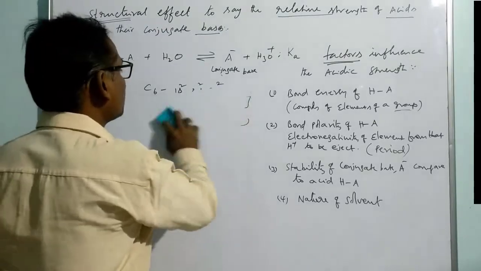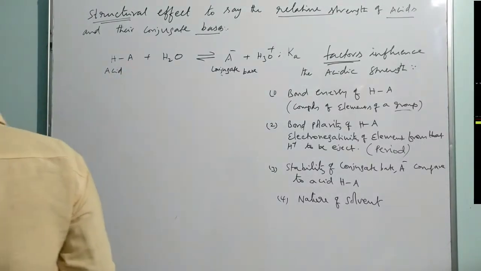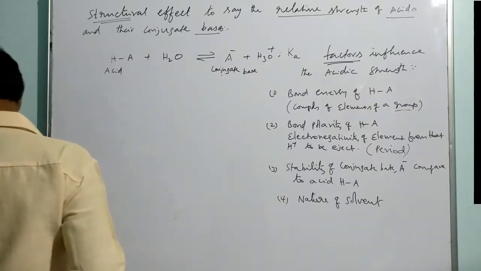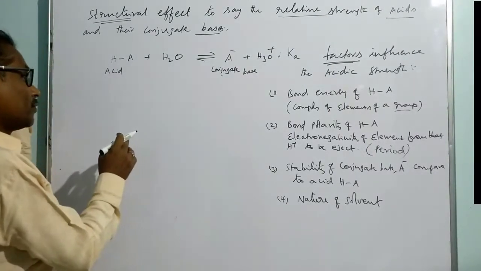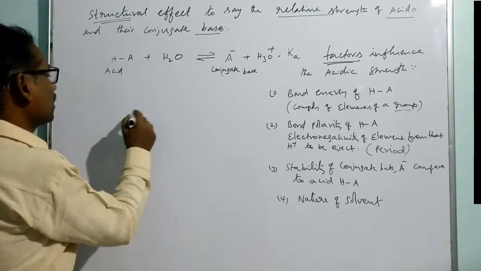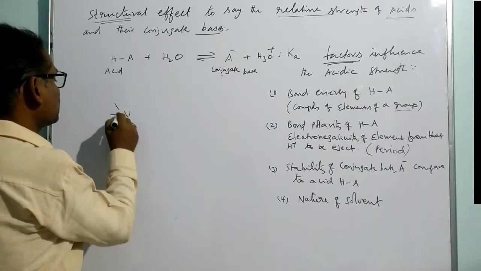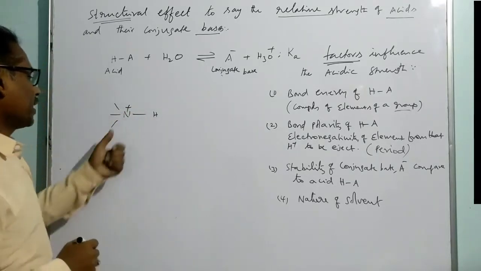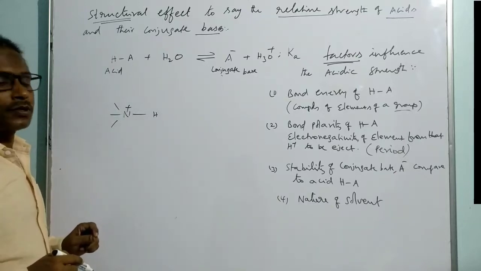Other than carbon, let me take the situation for oxygen. Otherwise, let me go for nitrogen. If we take the compounds of nitrogen, nitrogen will have a valency like this. Normally nitrogen is trivalent. Once it is protonated, it becomes tetravalent and we get a positive formal charge.